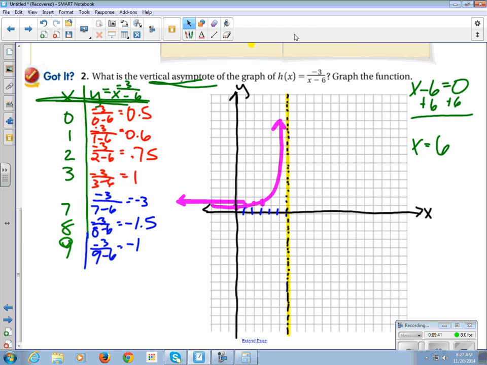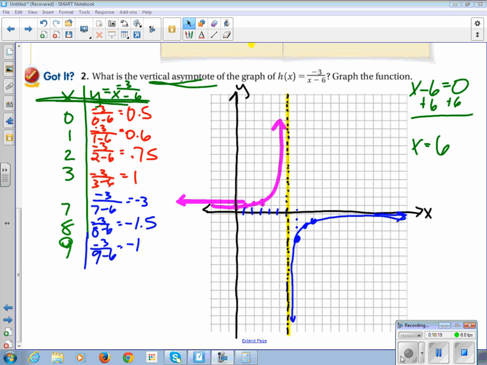Let's plot these points. I'm going to guess it's going to be down here. But let's plot and see where that takes us. So at 7, so here's 6. At 7, we're at -3. I'll make it a big dot. At 8, we're at -1.5. At 9, we're at -1. So if you look, this goes that way, and it comes down and gets close to y equals 0.